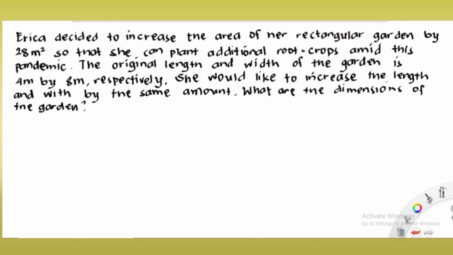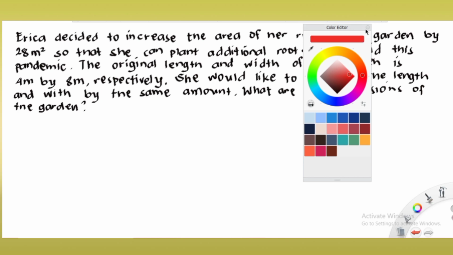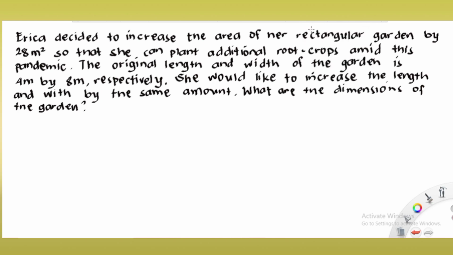Okay, so let's start. So it says in here that Erica decided to increase the area of her rectangular garden by 28 meters squared. So merong garden si Erica, and the shape of the garden, so gamit tayo ng red color to highlight the important details, is rectangular. So in rectangular shape yung garden ni Erica. So if we're going to draw a rectangle, let's say ito siya. Okay, suppose that this is Erica's garden.